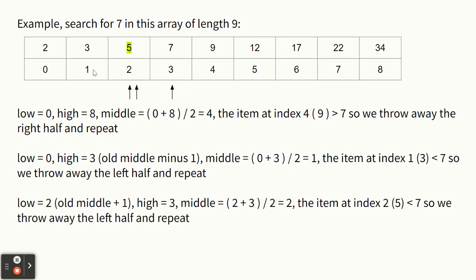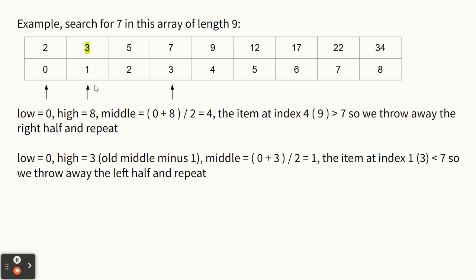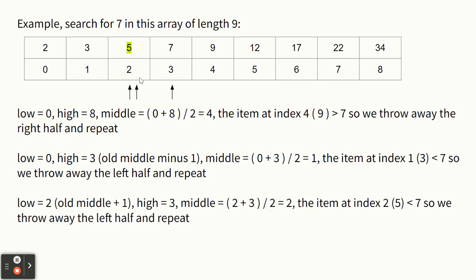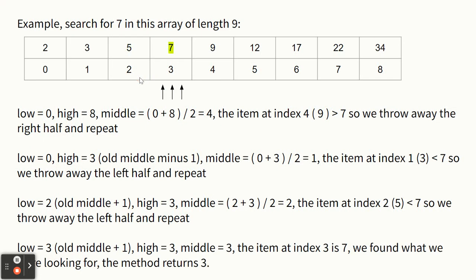So then we move the low end off the middle. So the low end gets moved to 2. So the low is 2, the high is 3. We add them together, divide by 2, we get 2. Is that 7? Nope. So then we're going to add 1 to the low, and then finally the low and the high and the middle are all index 3, and we find our thing. So that was like the maximum number of searches probably for a 9 element array.